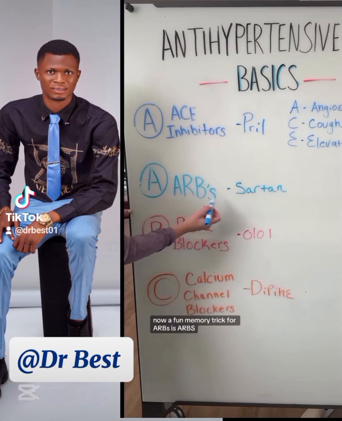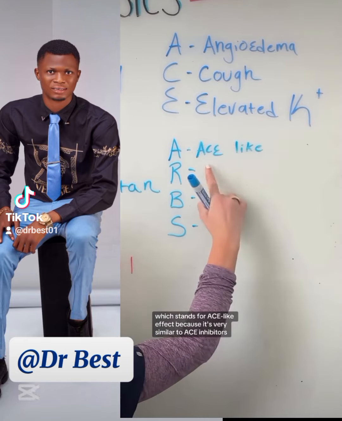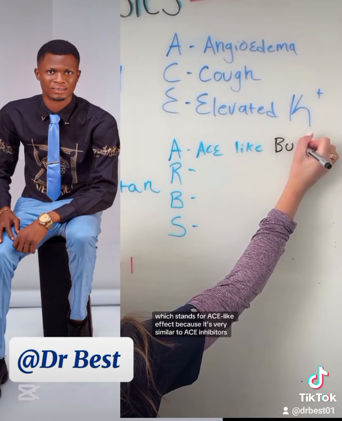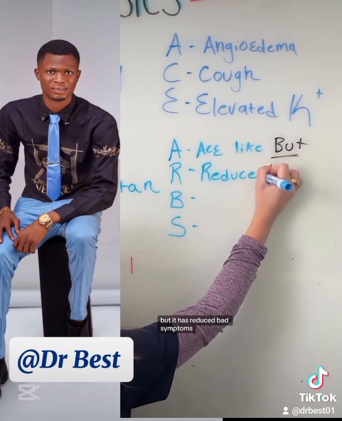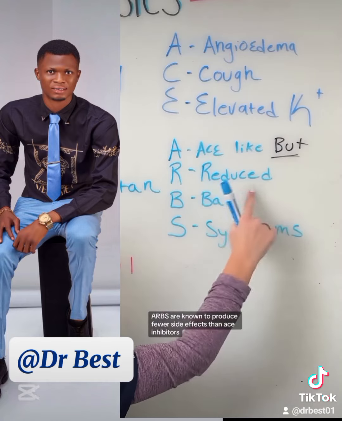Now, a fun memory trick for ARBs is ARBs, which stands for ACE-like effect because it's very similar to ACE inhibitors, but it has reduced bad symptoms. ARBs are known to produce fewer side effects than ACE inhibitors.